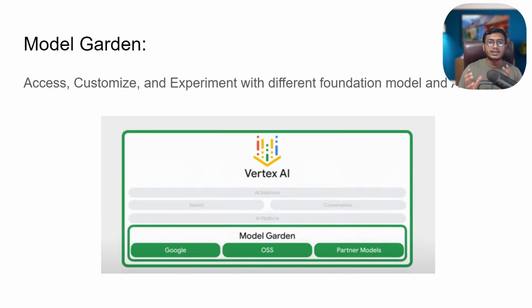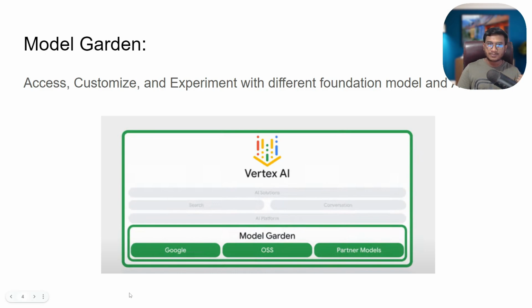Then they introduced something called Model Garden. So what is Model Garden? Here you can access, customize and experiment with different foundation models and their APIs. What Google did was introduce one platform called Vertex AI. Vertex AI has been a platform in Google Cloud for a long time, but we only used to perform MLOps operations with the help of Vertex AI. But whenever generative AI came, they updated Vertex AI and introduced something called Model Garden. That means inside Vertex AI you have one Model Garden, and inside Model Garden you have all kinds of Google models.